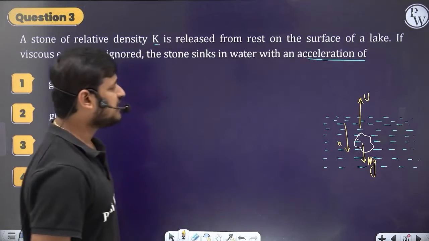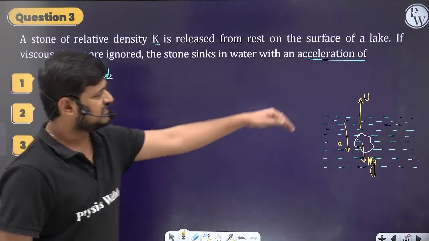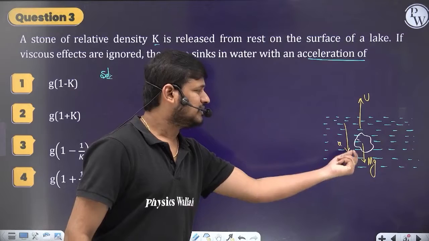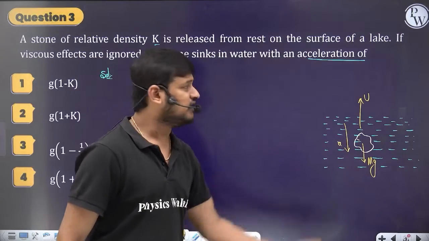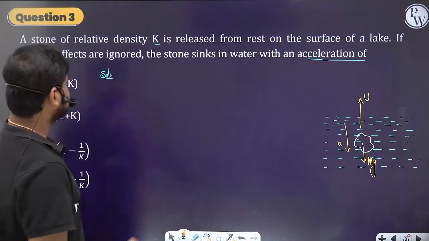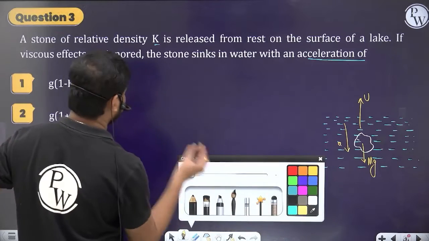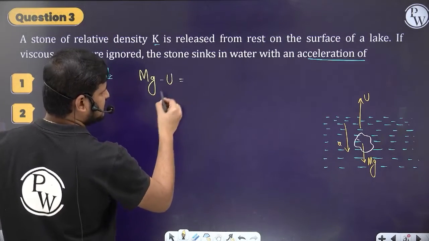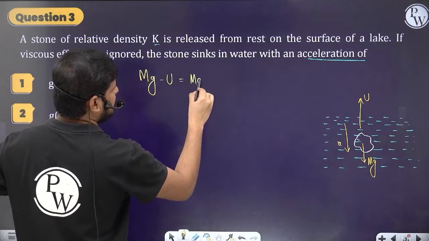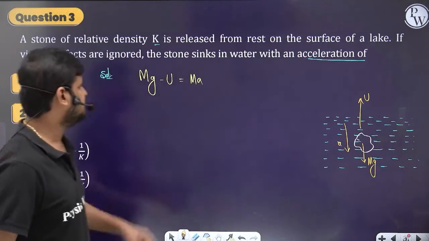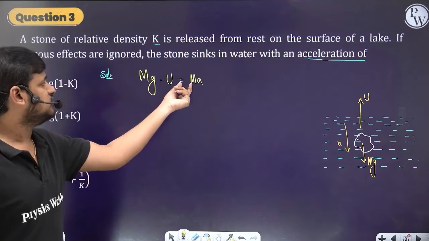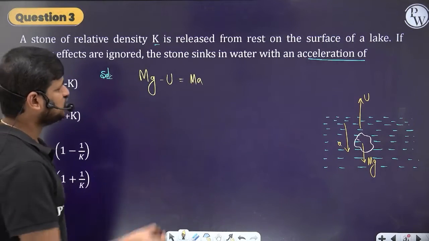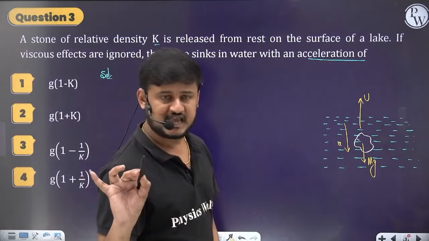If you apply Newton's second law of motion, it is accelerating downward, so mg is the larger force and the upthrust is less. So I can apply Newton's second law here: mg minus upthrust is equal to the mass into the acceleration, m into a. So this part clear, everyone?